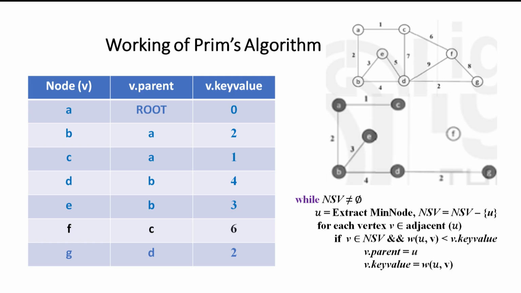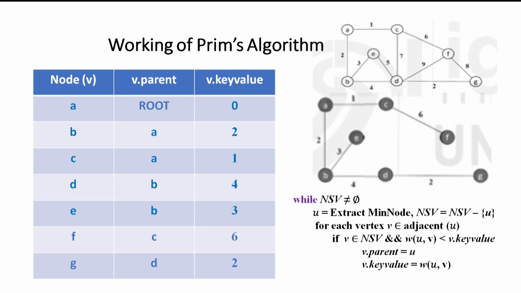And from G to F there is a path, but its cost is 8, whereas the path from C to F has cost 6, so it will not be modified. And finally we will insert an edge from C to F. So this way Prim's algorithm works, and this is the minimum spanning tree.